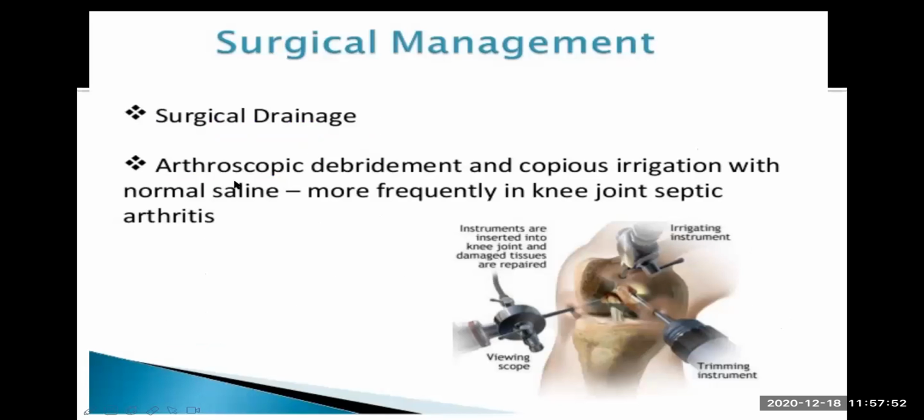Now, surgical drainage, arthroscopic drainage or arthrotomy, are two important types. So this is arthroscopic debridement, which is shown in the schematic diagram. These are the arthroscopes which are inserted here. And debridement is done, meaning removal of all dead and devitalized tissue. And copious irrigation is done with normal saline. So all the pus is removed and the joint cavity is cleaned.